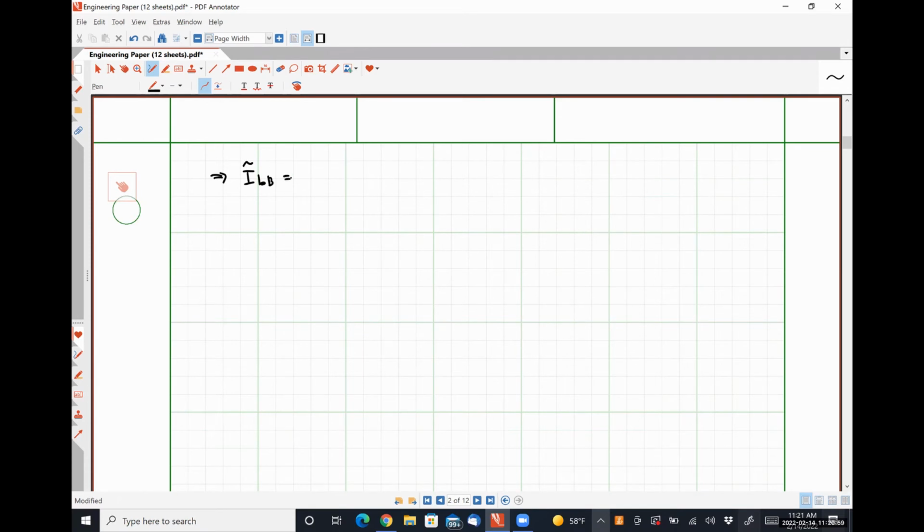IBB is VBN minus VNN over ZWB plus ZYB, or VBN angle ZW plus ZY, or VAN over ZW plus ZY multiplied by a scaling factor of 1 angle negative 120 degrees.